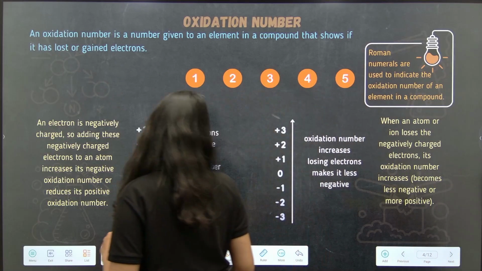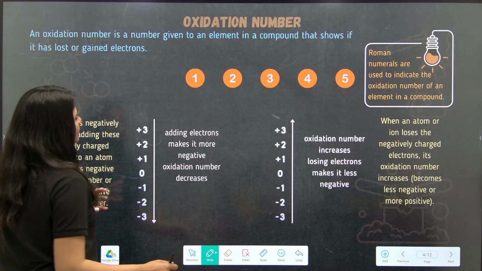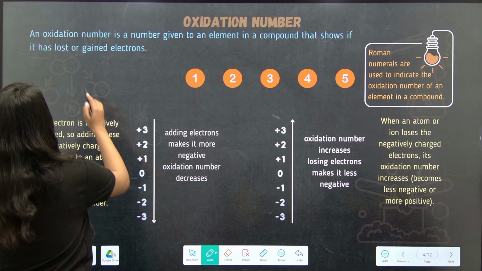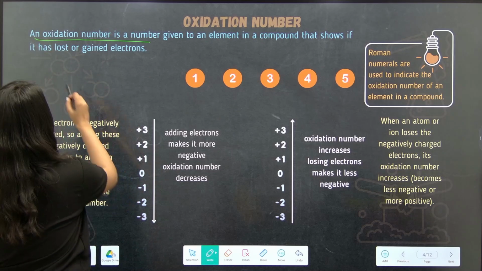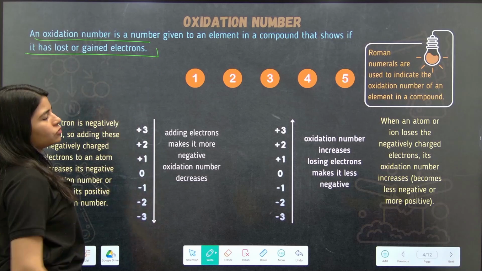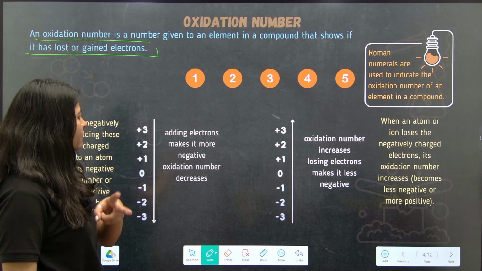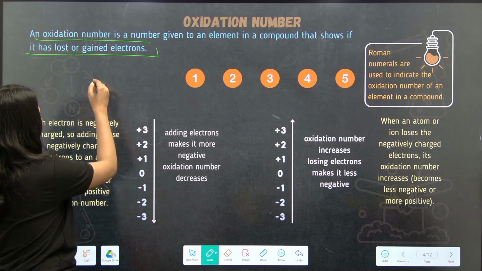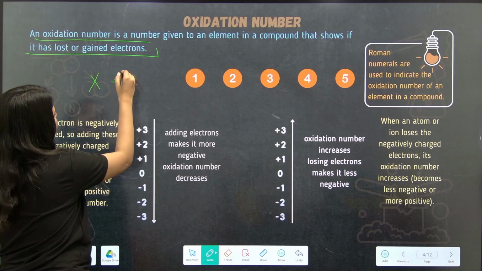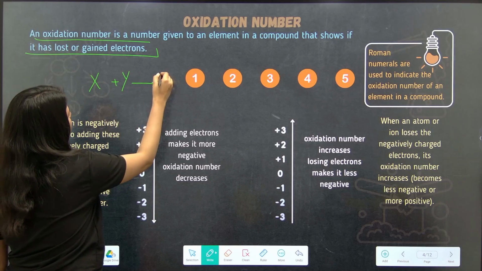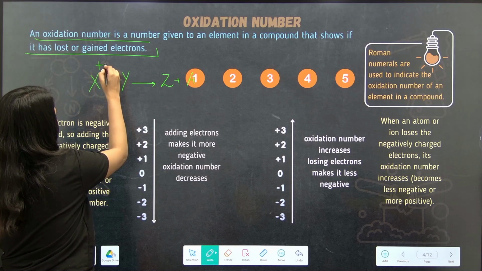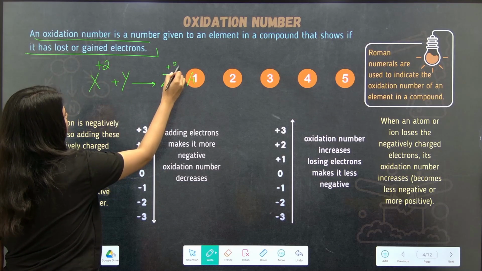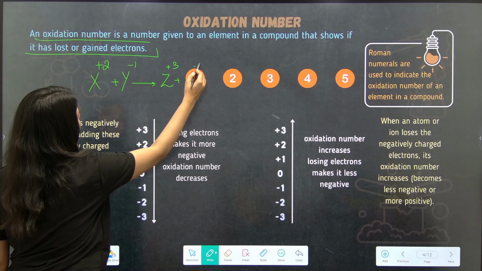Now, let me clean this. Okay, now let's understand one more very important thing. An oxidation number is a number given to an element in a compound that shows if it has lost or gained electrons. Okay, these are of two types, positive and negative. This we have already talked about. For example, X plus Y react to give Z plus A. Okay, here the oxidation state is +2, here it is +3, here it is -1, here it is -2.